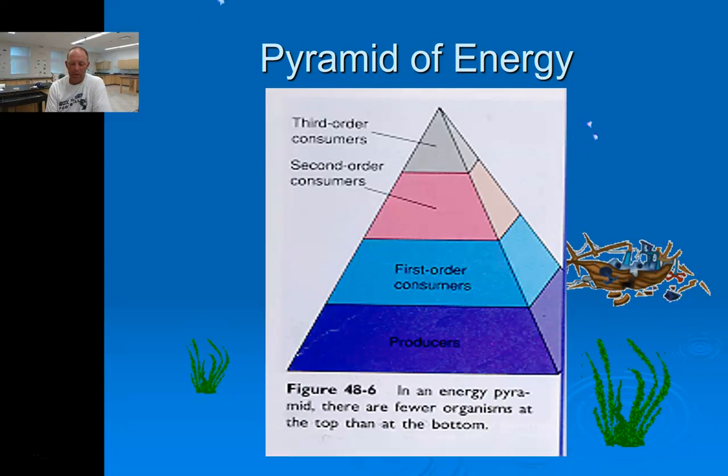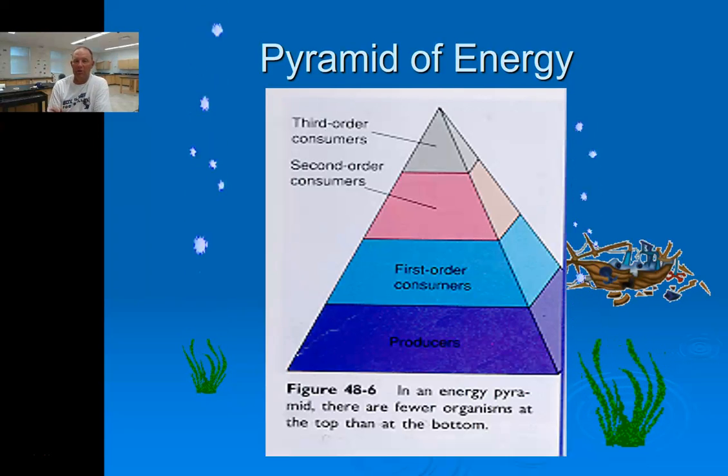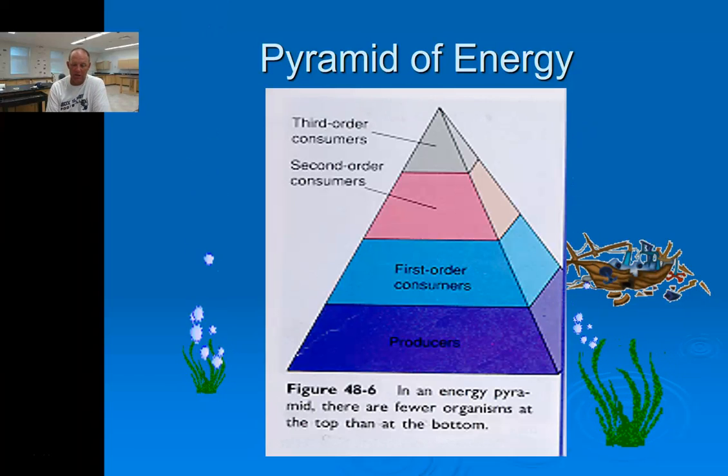Okay. When we get to that second level consumer, we end up with only 1% of the original energy from the sun available for us to use. As we lose this 90%, most of it's lost again to heat, energy, and things such as that.